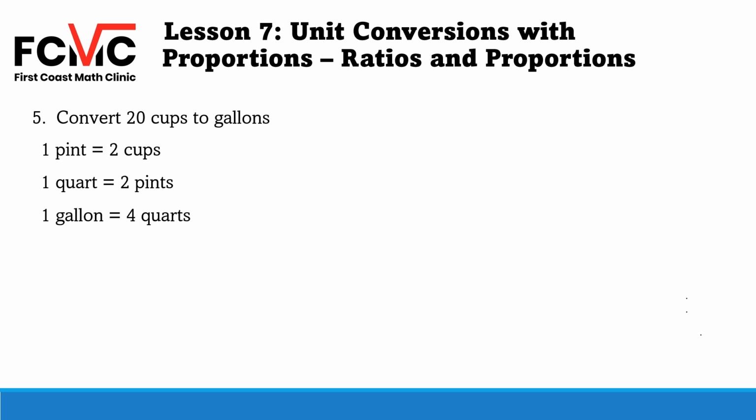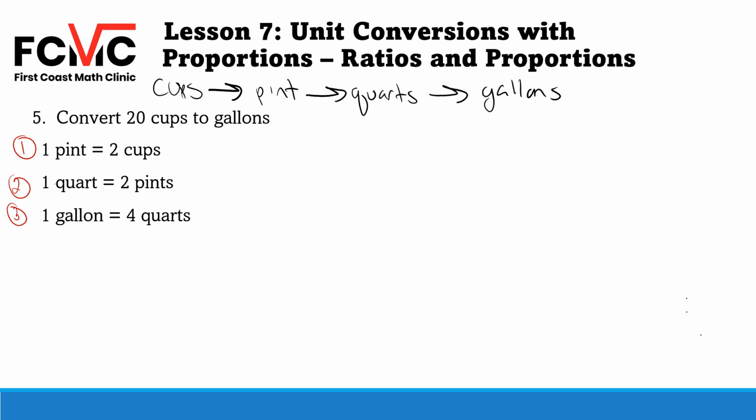So for number 5, we're converting 20 cups to gallons. So we've got a couple conversions we're doing here. We're going to start by converting cups to pints. Then we're going to convert pints to quarts. Then we're going to convert quarts to gallons. So we'll do cups to pints, pints to quarts, and then quarts to gallons. All right, so let's do that first conversion, cups to pints.